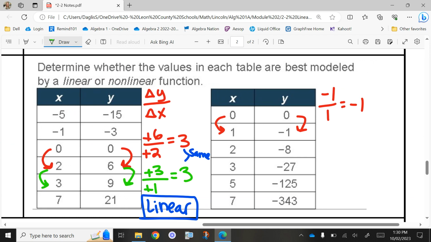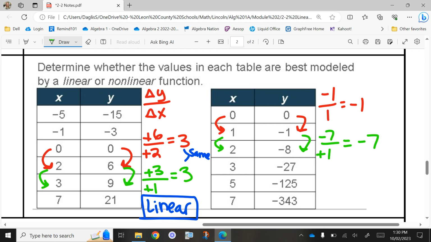All right, let's do it again to see if we get a match. How does -1 turn into -8? -7. And how does 1 become a 2? Add 1. What is -7 divided by 1? -7. You were close, you just had your signs mixed up.